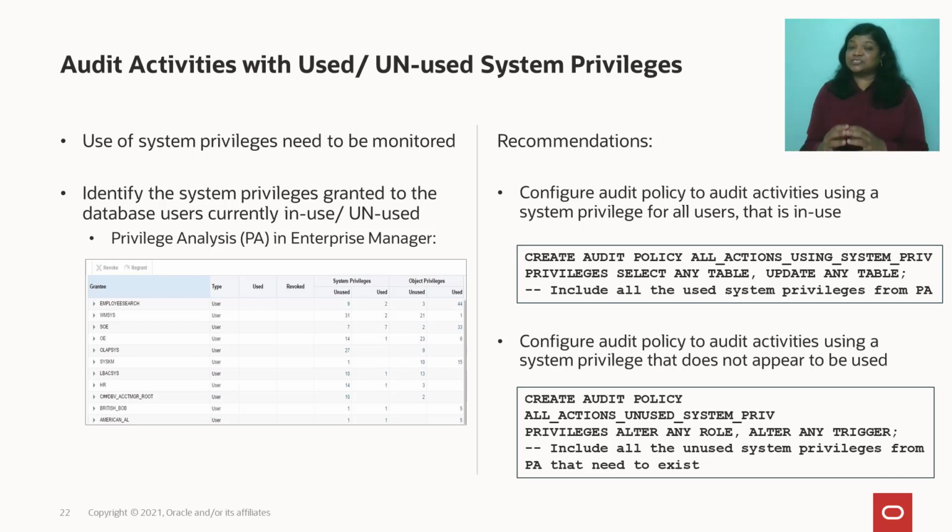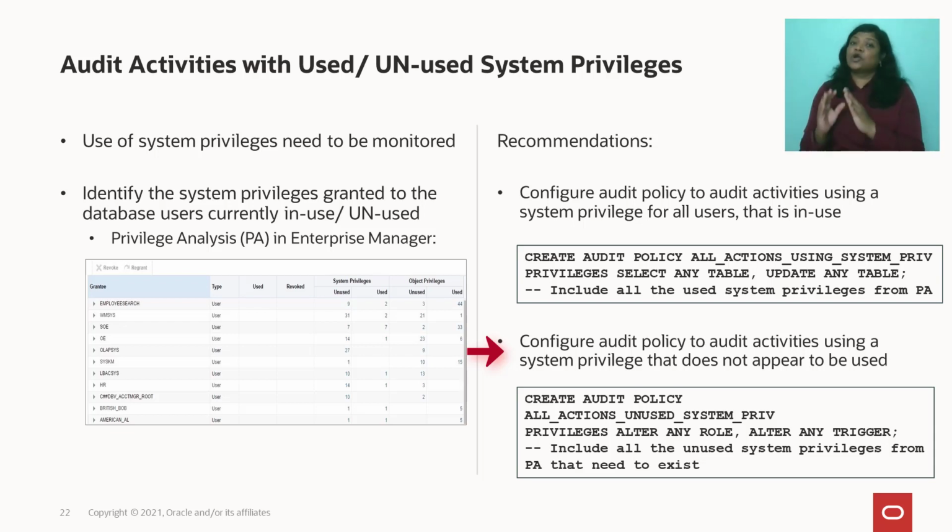Once you identify the system privilege which is in use and which is not in use from the privilege analysis feature, consider configuring two audit policies. For the system privilege which is in use, consider an audit policy that tracks activities using the system privilege and enable them for all users. For unused system privileges, it is recommended to revoke them to reduce the attack surface and increase the operational security. In many cases, it's prudent to wait for an extended time just to make sure that they are not getting used infrequently, for example, year-end processing.